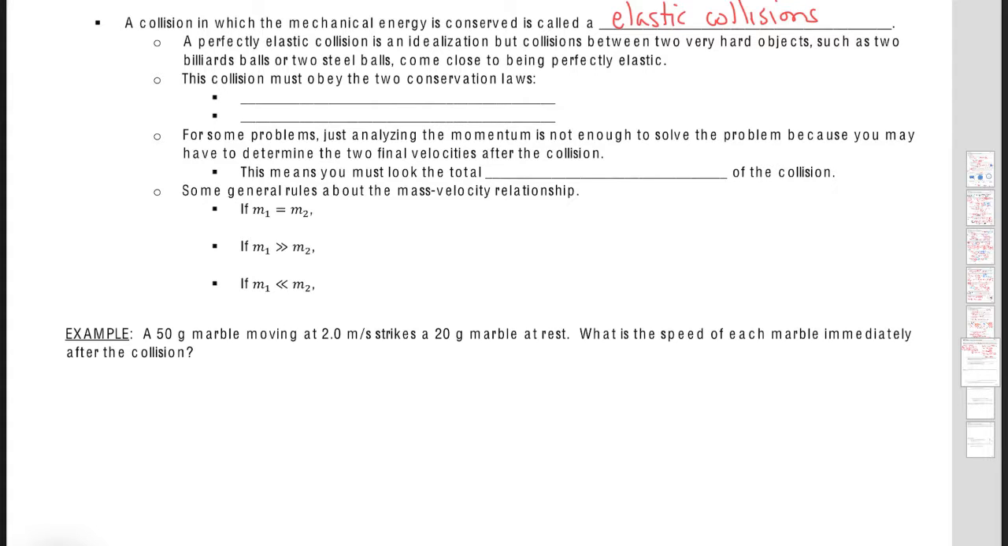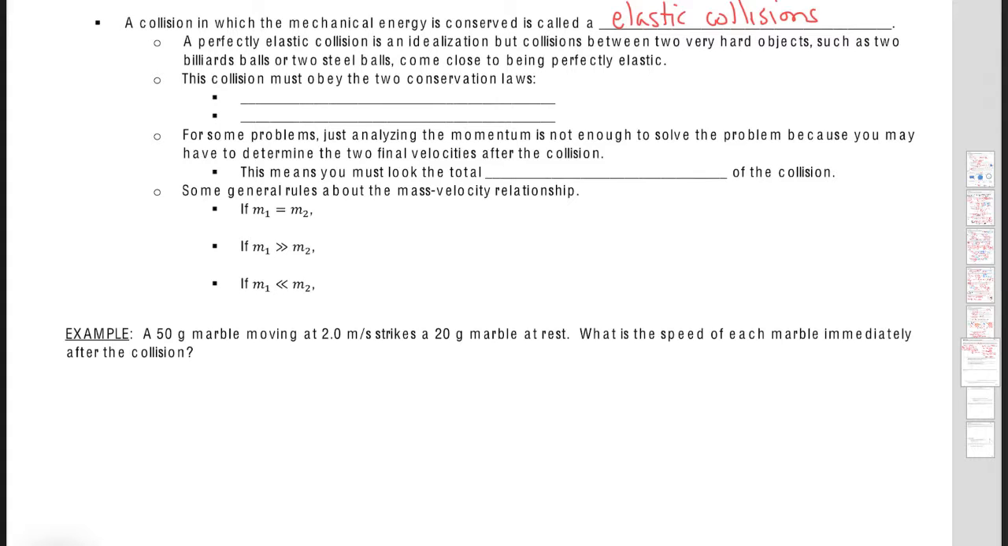And again, that's as long as the system is isolated, but in physics we always assume isolated systems. What we look at is really what amounts to the kinetic energy. If the kinetic energy is conserved, it is elastic. If it is not conserved, it is inelastic. A perfectly elastic collision is an idealization, but collisions between two very hard objects, such as two billiard balls or two steel balls, come close to perfectly elastic.